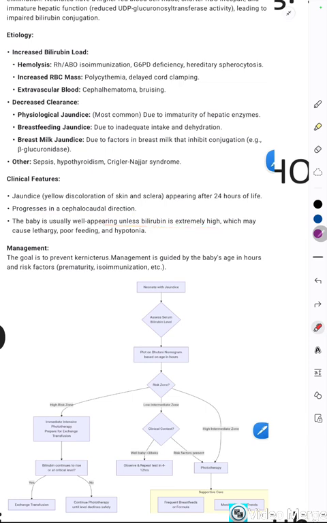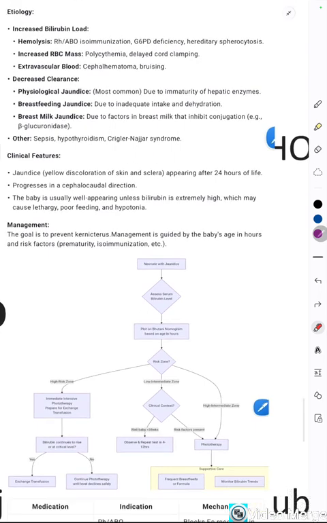Investigations for that, we need to go for visual assessment by Kramer's zone, transcutaneous bilirubinometry, or the best investigation is total serum bilirubin levels by lab assessment. Then the next is the management. So the management goal is just to prevent the kernicterus.